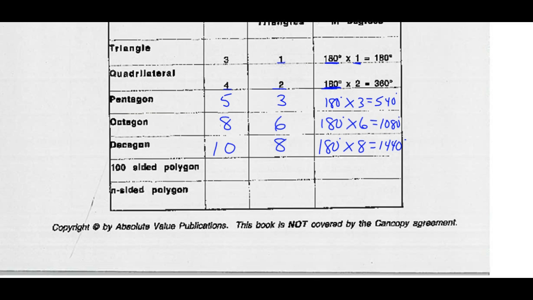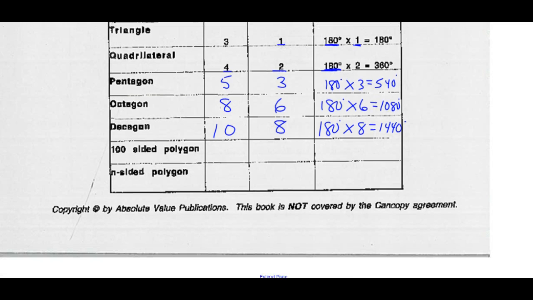A 100-sided polygon. Well, we see a pattern here. If I have a 100-sided polygon, how many non-overlapping triangles should I have? Looks like we're getting 2 less every time, so that should be 98. So the measure of the interior angles of one triangle is 180. I've got 98 of those. So we can figure out the sum of the interior angles of that shape. 17,640 degrees.